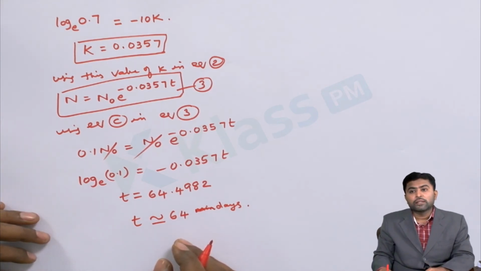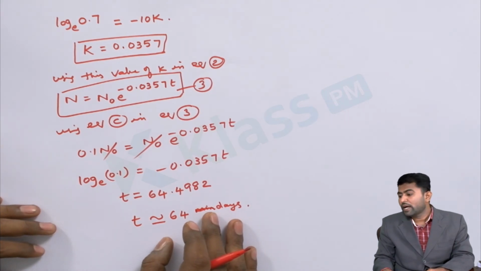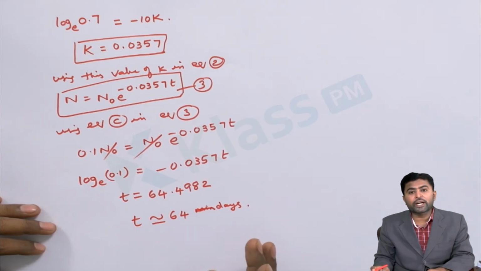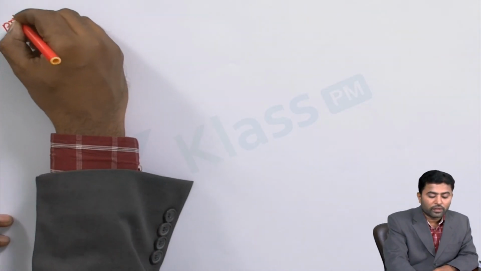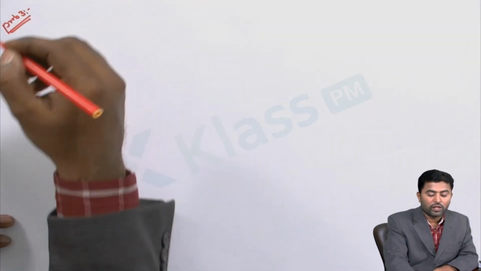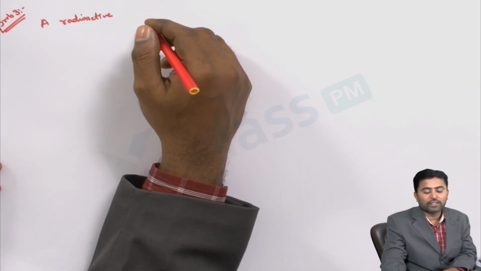So if 90% disappear, what he has given is 30% disappears in 10 days. For 90% of it to disappear, it will take roughly 64 days. The other problem is based on the law of natural decay. So we'll start the next problem.